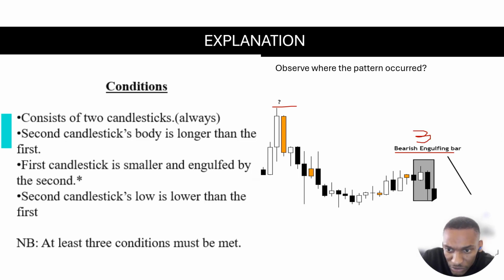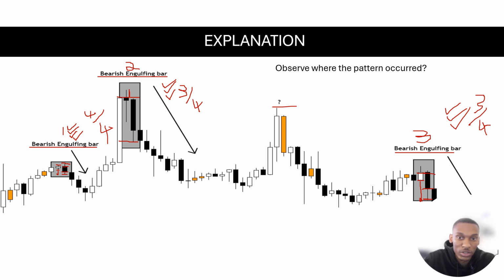Again, the third one consists of 2 candlesticks. The second candlestick's body, as you can see, is longer than the first one. That is true. The low of the second candlestick is lower than the first one. That is true, but then it is not fully engulfed. Again, we get a 3 out of 4. We only need at least 3 conditions to be met. So that's why 1, 2, 3 are bearish engulfing bar candlestick patterns.